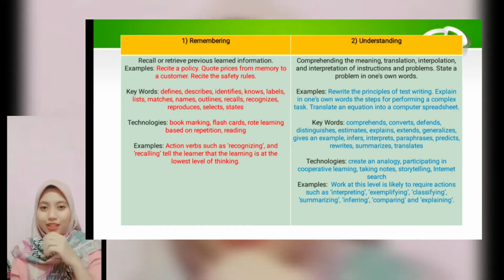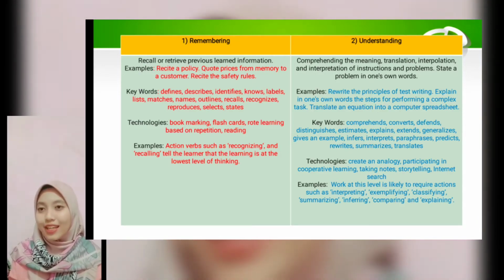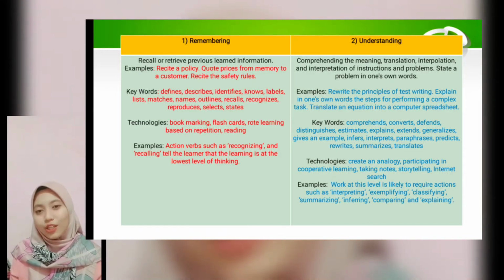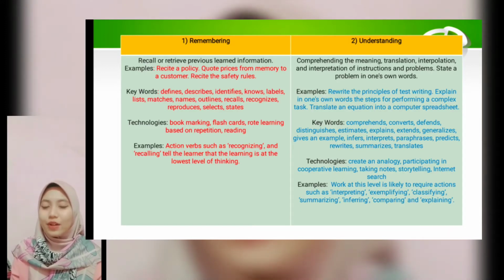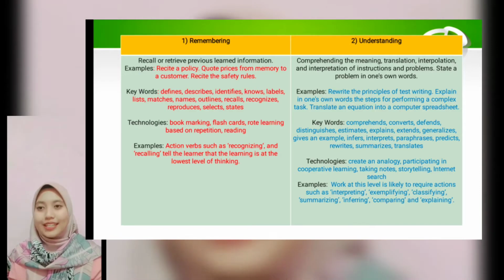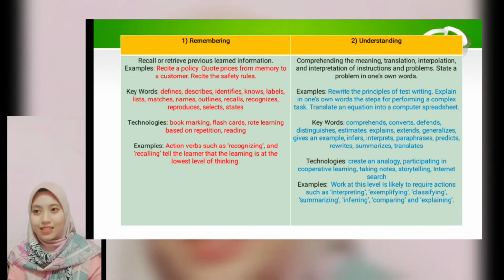For example, you ask them to label the parts of the body to see whether they understand it or not. Or you just give a few instructions to them to do an exercise in the class. You can see whether they understand based on what they are doing, whether it is right or not compared to their friends. We have to know the keywords of understanding: comprehends, converts, defends, distinguishes.